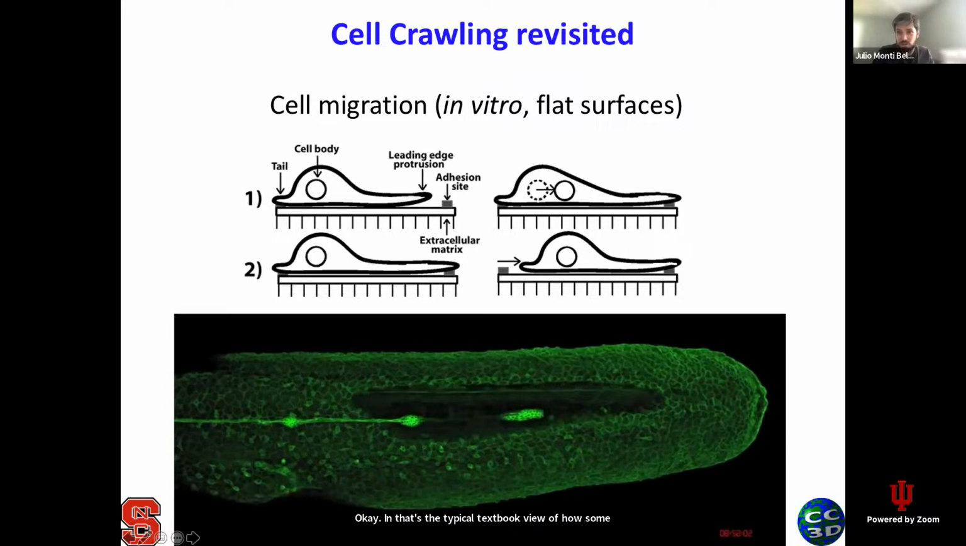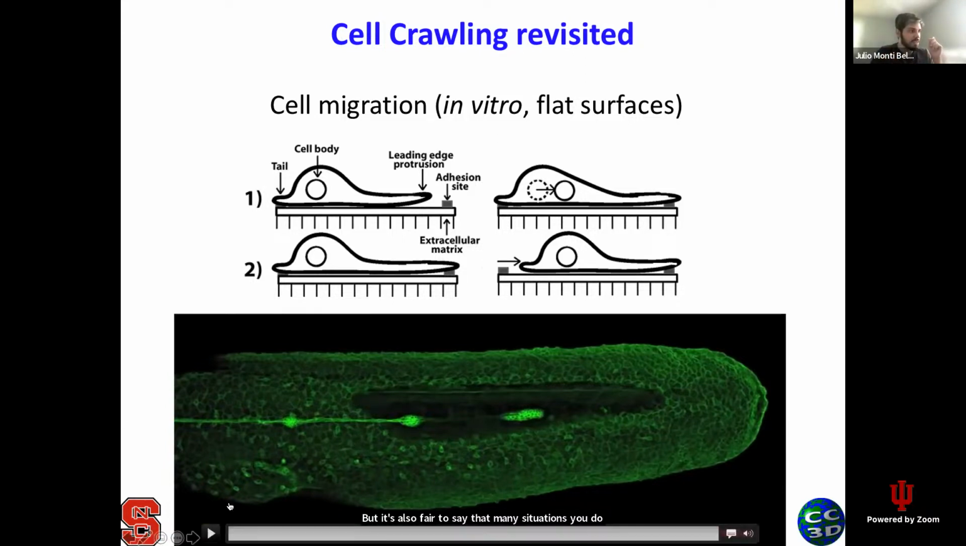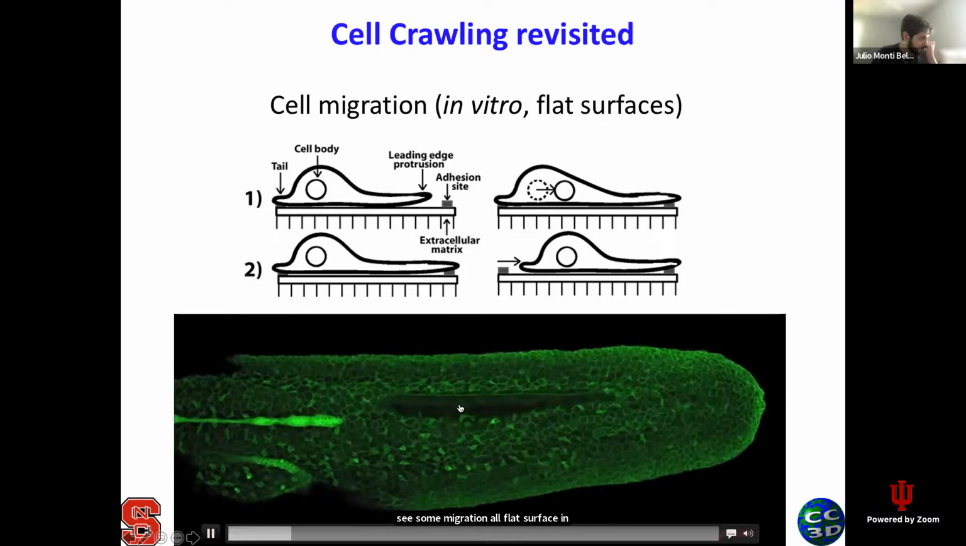And that's the typical textbook view of how cell migration is. So what I've done so far in CompuCell, even in my previous 6.1 session, was a cell migration of this type. A cell is migrating over a flat surface, okay? And that's okay. We have to simplify our biological systems to study them, right? But it is also fair to say that in many situations you do see cell migration on a flat surface in vivo as well, and that's the case of this lateral line migration in zebrafish embryos.